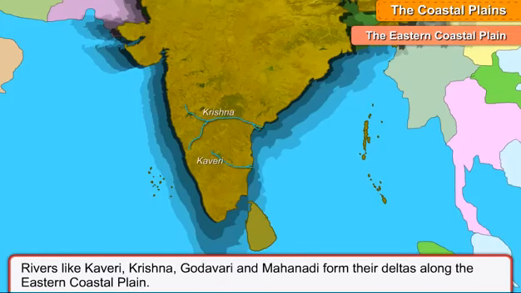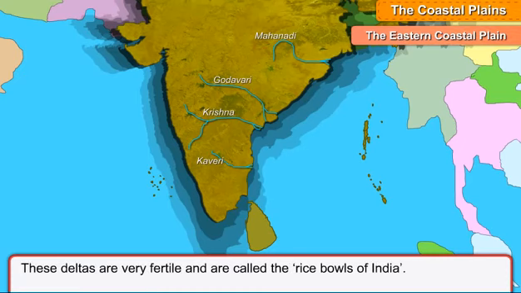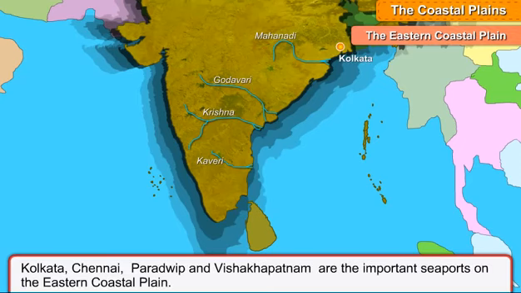Rivers like Kaveri, Krishna, Godavari and Mahanadi form their deltas along the Eastern Coastal Plain. These deltas are very fertile and are called the rice bowls of India. Kolkata, Chennai, Paradweep and Vishakhapatnam are the important seaports on the Eastern Coastal Plain.